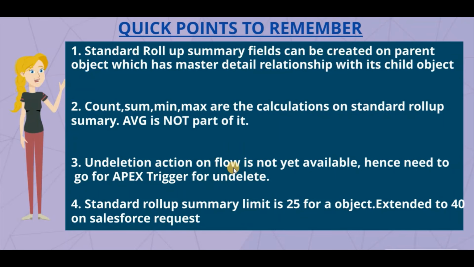Undelete action is not available in flow yet, hence we need to go ahead with Apex triggers for undelete operations whenever required. And the standard rollup summary limit is 25 per object. Let's say you have already used 25 rollup summary fields on an object for its child objects, you can extend it to 40 by creating a Salesforce case request. If you want beyond that, again you need to come up with custom rollup summary fields like we did in our previous scenarios.